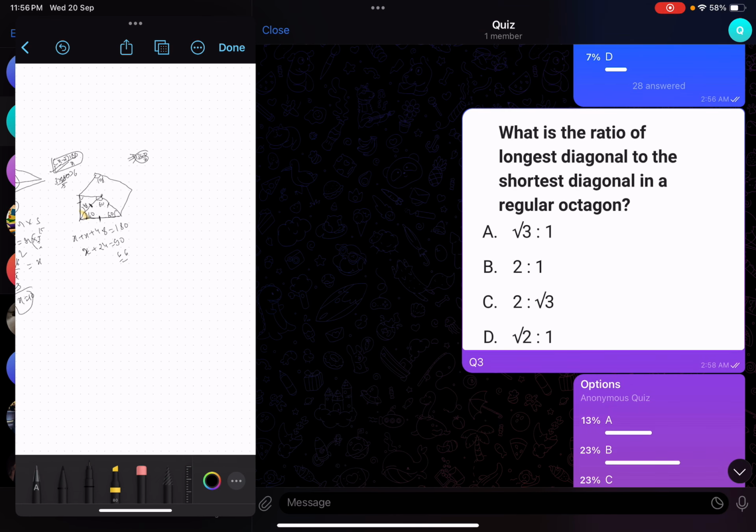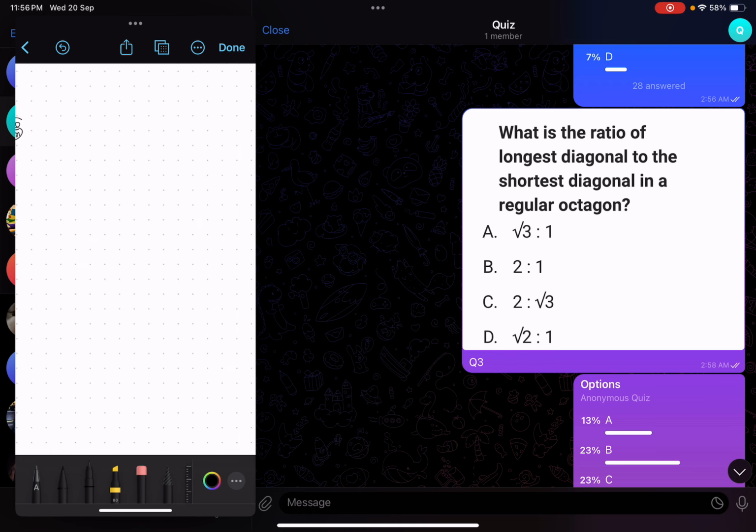Now the next one, this is a good one involving multiple concepts. What is the ratio of longest diagonal to shortest diagonal in a regular octagon? If you talk about a regular octagon, first of all let me draw a regular octagon.